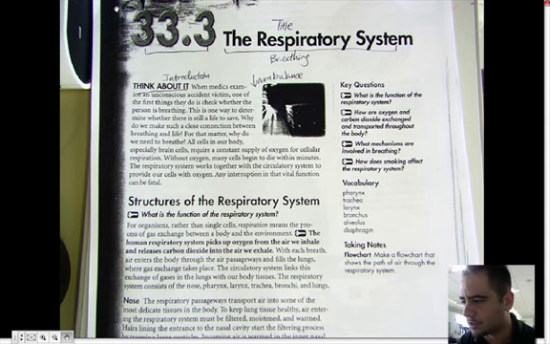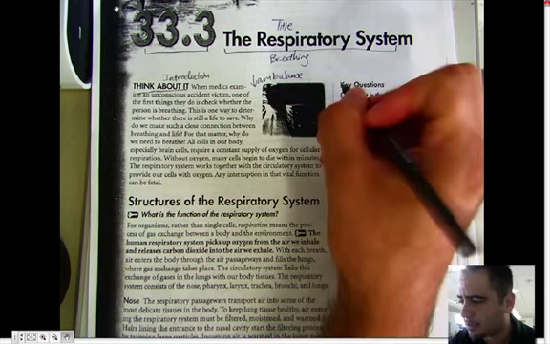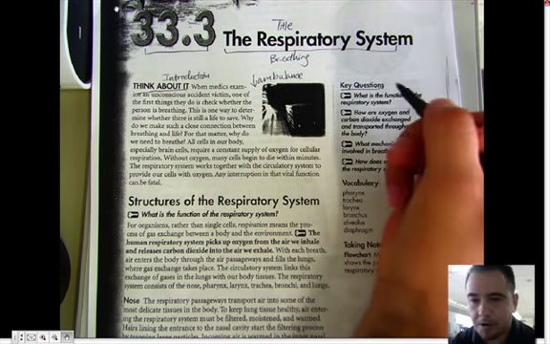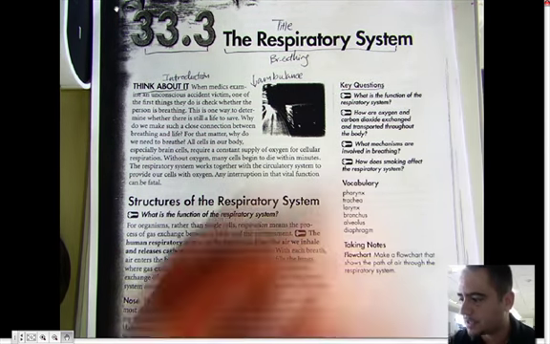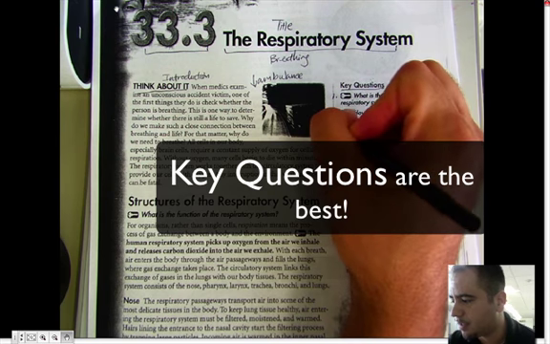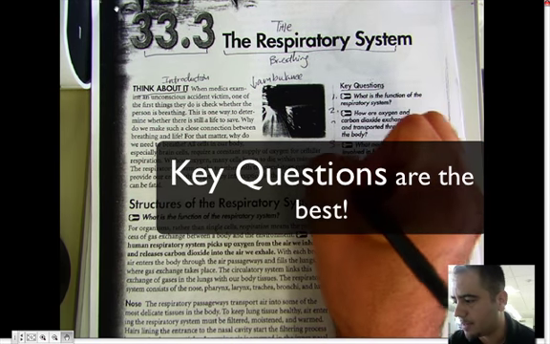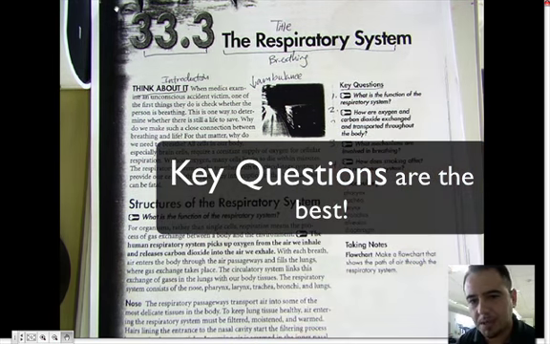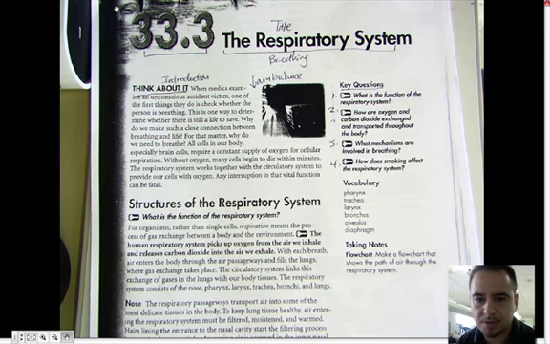Let's look at some more text features. I noticed that there's key questions on the side. They already made the key questions for me, so this is really helpful. And there's 4 of them. This guides your reading because it tells you what's really important. Out of this whole reading, you want to come out with 4 things.